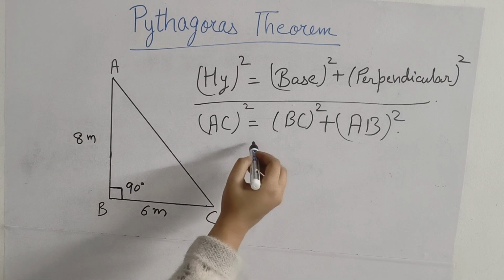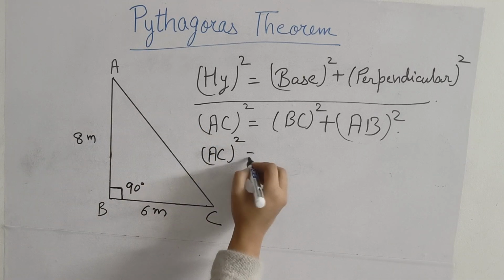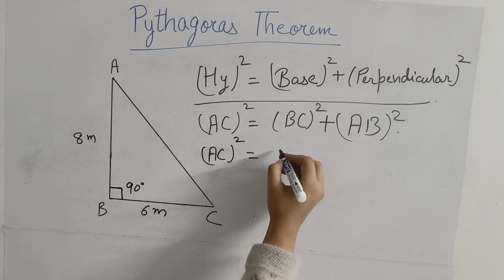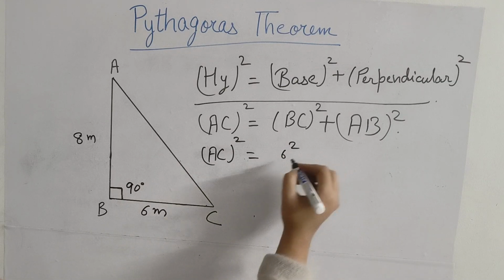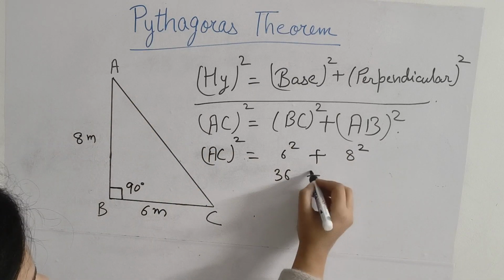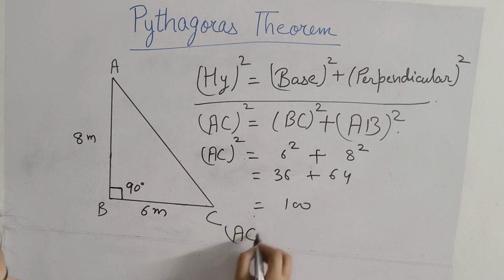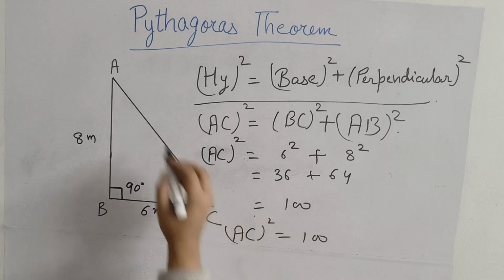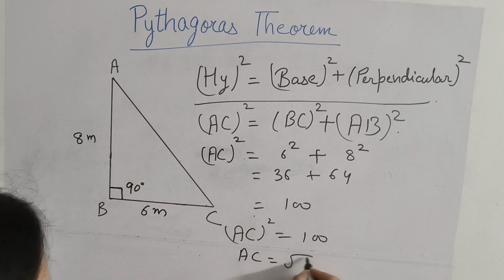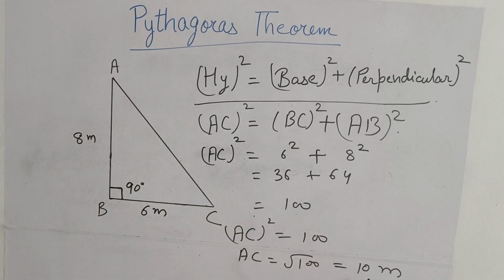So putting the values here in the Pythagoras theorem, AC square, because we want to find the length of AC, is equal to BC square. BC is 6. So 6 square is 36 plus AB square. AB is 8. So it will be 8 square, 64. So it becomes 100. So AC square is equal to 100, but we want to find the length of AC. So AC will be under root 100, which is equal to 10 meter. So the length of our ladder is 10 meter. So no climbing, no measuring tape, just simple mathematics.